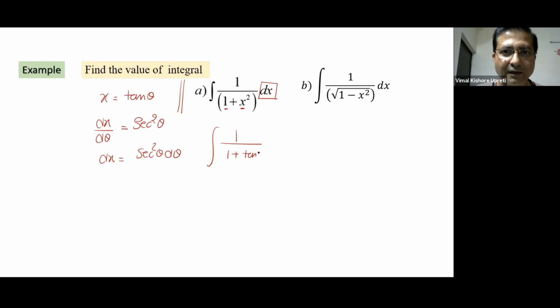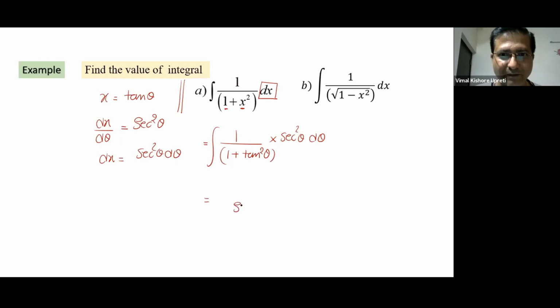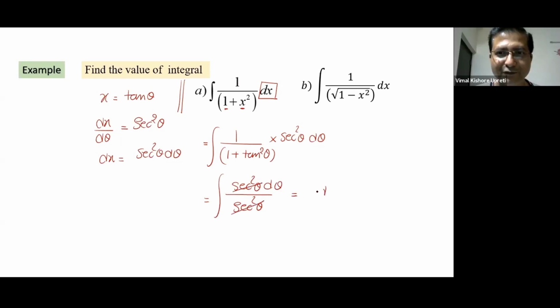1 plus tan square theta into sec square theta d theta. And what is 1 plus tan square theta? Secant square theta, right? So this will be sec square theta in the denominator. In the numerator, we have sec square theta. 1 by 1, this will get cancelled out. That means we need to integrate d theta, right? What is the integration of dx?